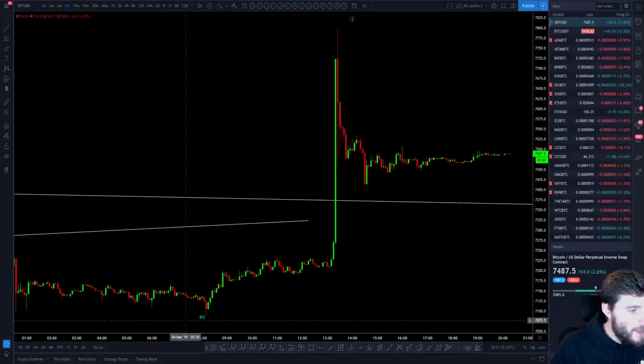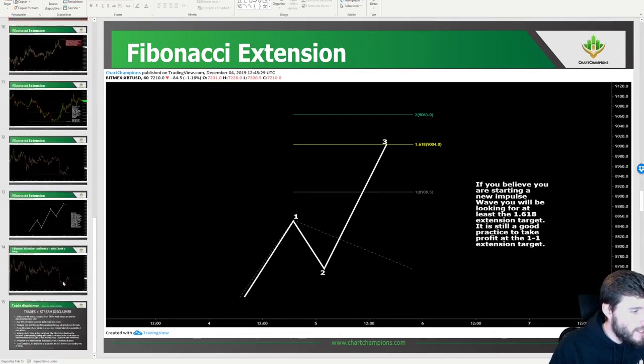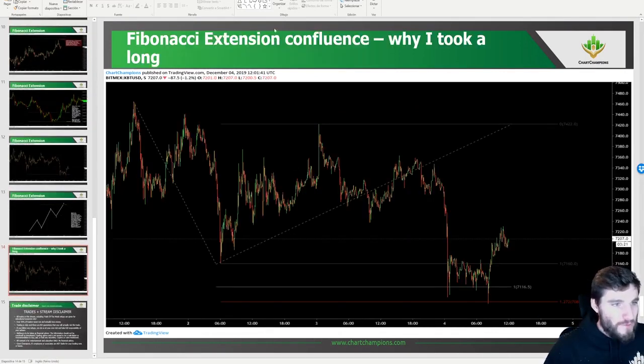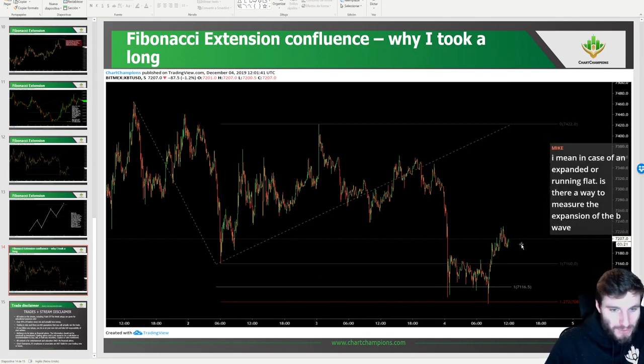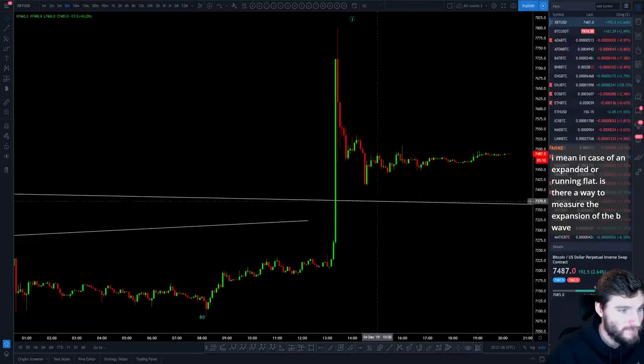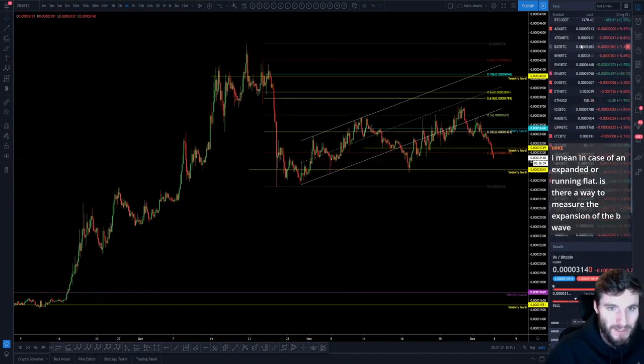Why not? So this was actually a slide that I made earlier of Fibonacci extension confluence of why I took a long. As you all know, this morning I did enter into that day trade long position, obviously before this rise. And this is what I was looking at this morning, the confluence that we had as a reasoning for this long. As I show you all, actually the harmonic that we had going on here, by the way.